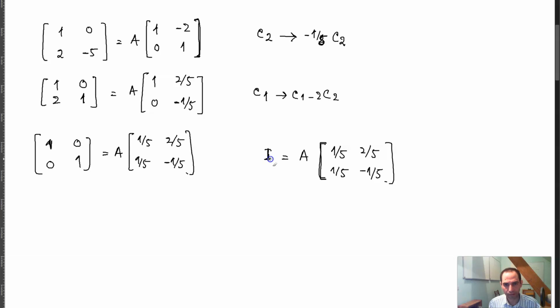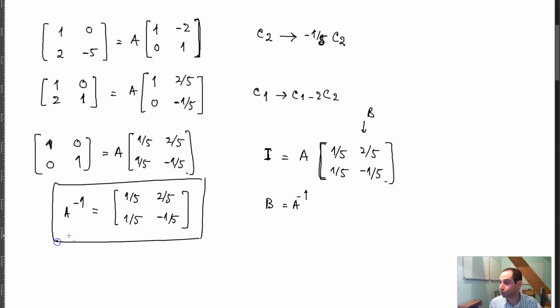And therefore, if I call this matrix B, for example, you can say that B is A inverse, because B times A is equal to I. Therefore A inverse is the same thing as 1/5, 2/5, 1/5, and negative 1/5. That is basically what we were looking for.